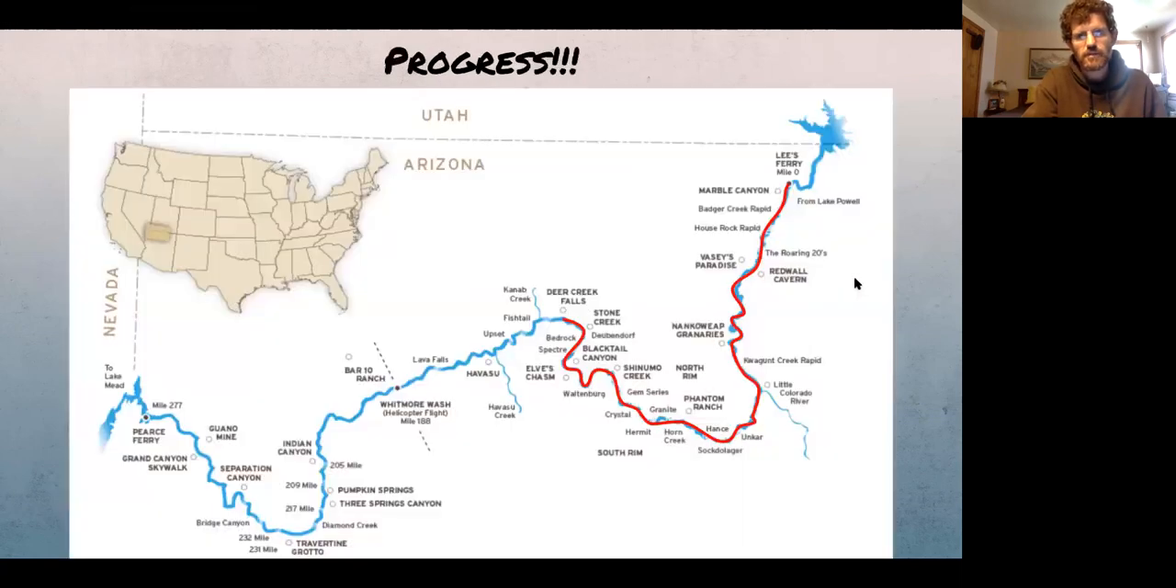But first, look at the progress we've made, guys. We started at Lee's Ferry metaphorically, and look at all this fun, statistical fun that we've had all the way down the canyon. And look, we were at Ellis Chasm after the last test, but now with the most recent one, we made it to Deer Creek Falls. Isn't that exciting? Yes, yes, it is.